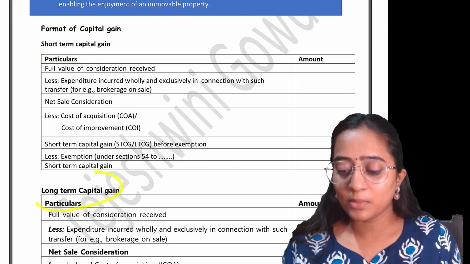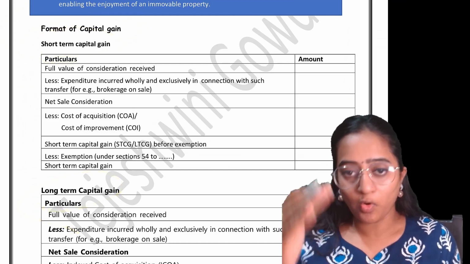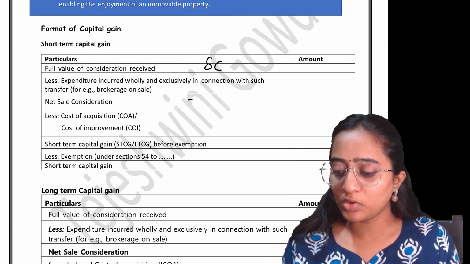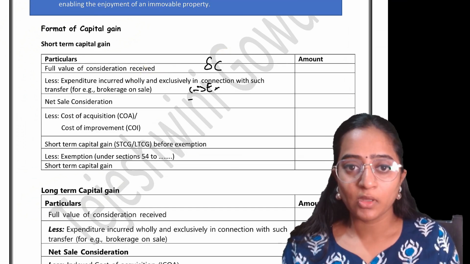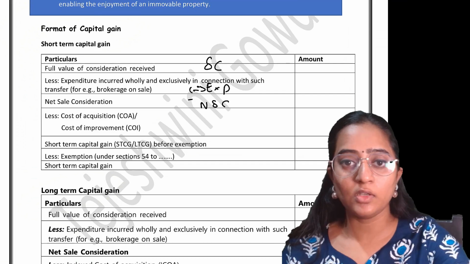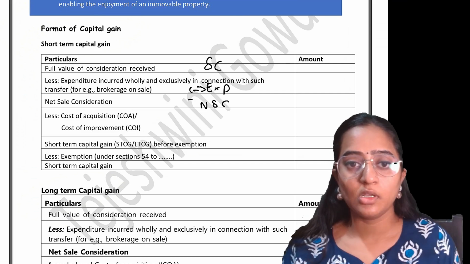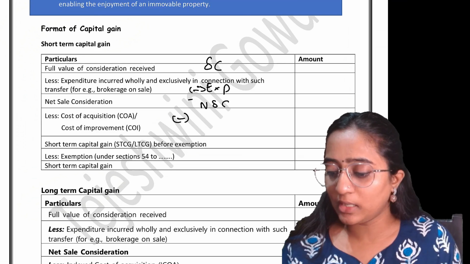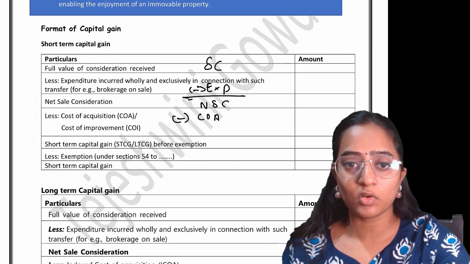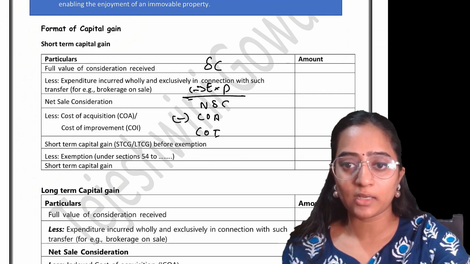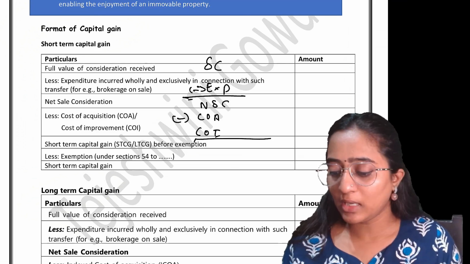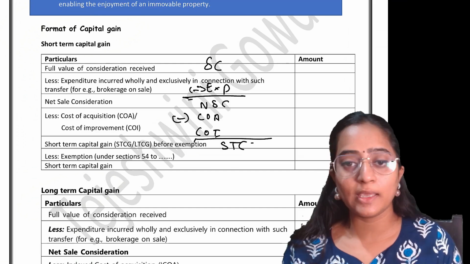Short-term capital gain and long-term capital gain. Remember, people, the format goes like this. First of all, you're going to record your sale consideration. Then you're going to record whatever the expenditure is. And then you're going to get net sale consideration. Then you're going to subtract your cost of acquisition. Then you're going to subtract your cost of improvement. Then you're going to get your short-term capital gain.